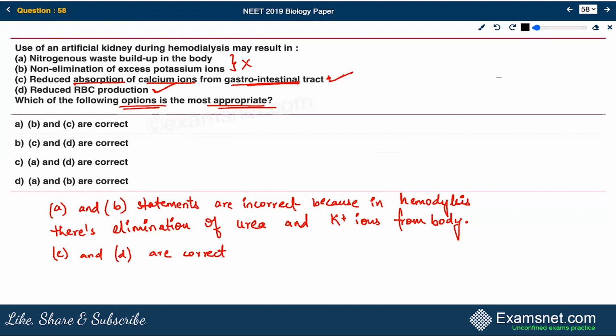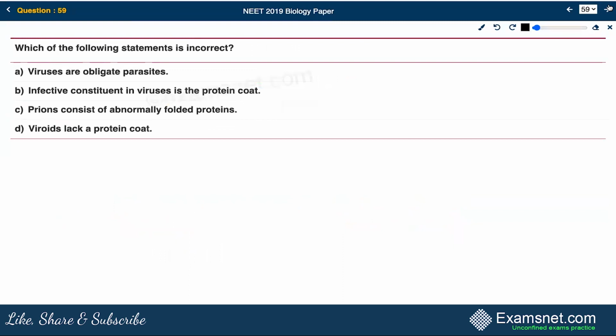All right. Now let's move on to the next question, which is question number 59. Question number 59 basically says, which of the following statements are incorrect? All right, so which of the following statements are incorrect?